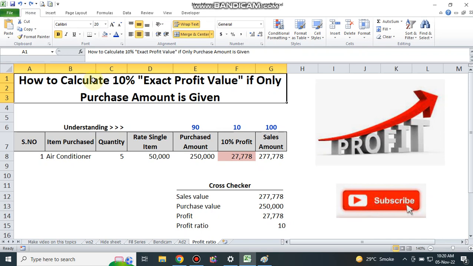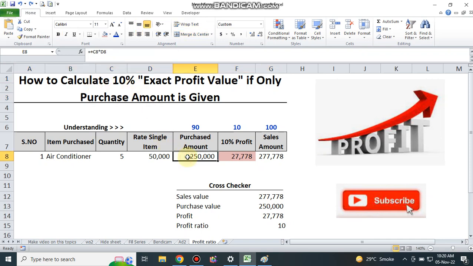This lecture is for students and business persons who want to earn profit, net profit on an exact value basis. If they want to earn 20% profit, or 10% profit, or any percentage, the cost is given, but they want the exact percentage of profit. Then how to calculate? Because when you purchase the item and then sell it, the profit will be calculated.